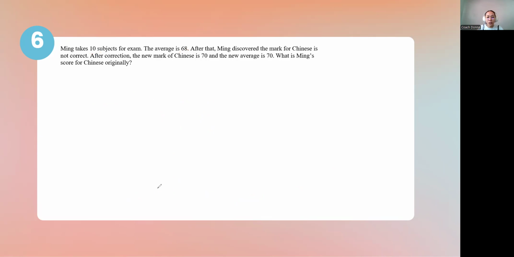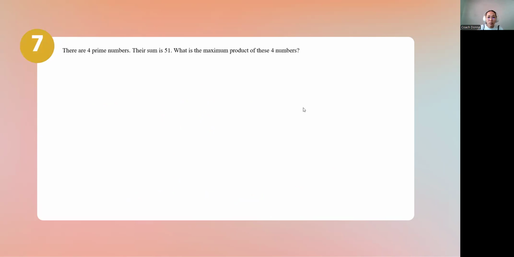All right, for number 7, we have the following question. Okay, there are 4 prime numbers. Their sum is 51. What is the maximum product of these 4 numbers? So, a prime number that is less than 51, 2 is prime. And highest prime, 37 is also prime, right?